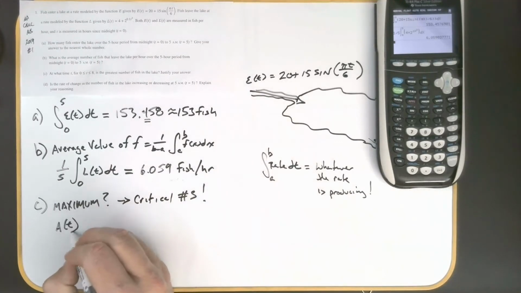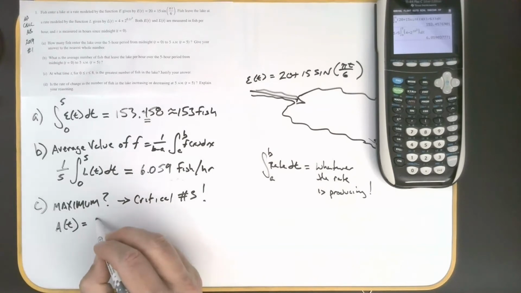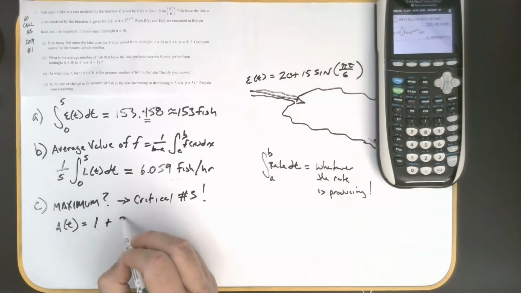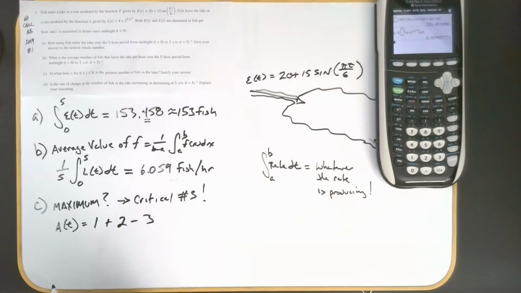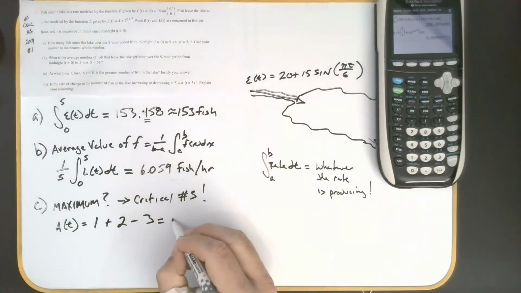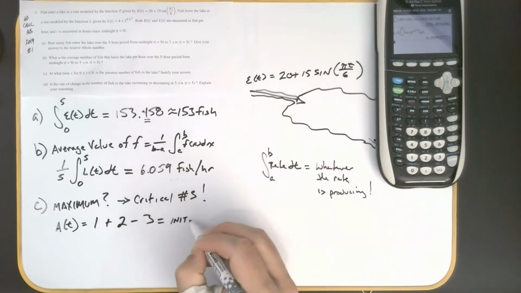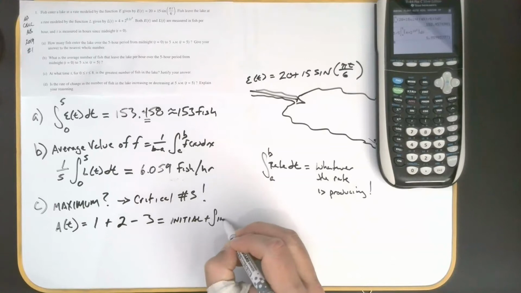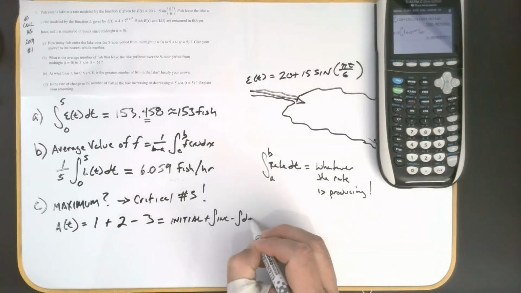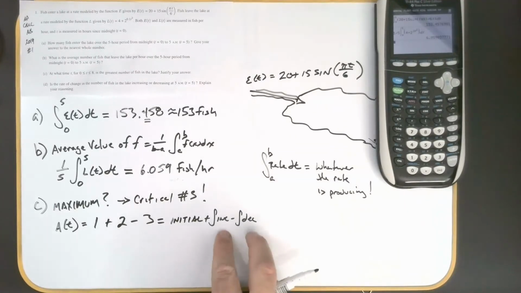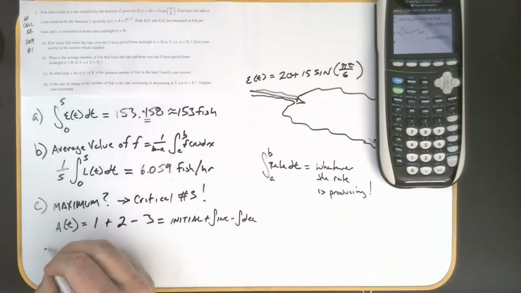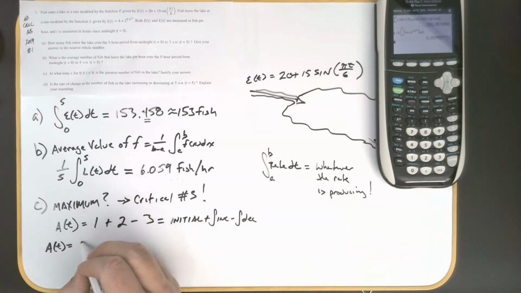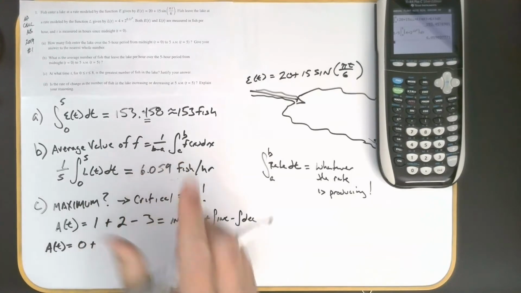So that's where we go to this idea of there's always three things involved. 1 plus 2 minus the third thing. And this template that we use frequently for these questions is how many fish are in there initially, and we add to it the integral of increase, and we subtract from it the integral of decrease. And these are the rates that are changing. So if we look at this particular question, we have A of t is equal to, our initial amount is actually 0, according to the question.